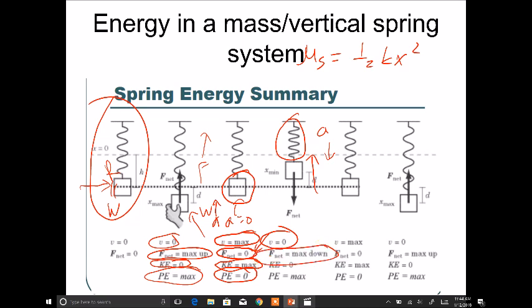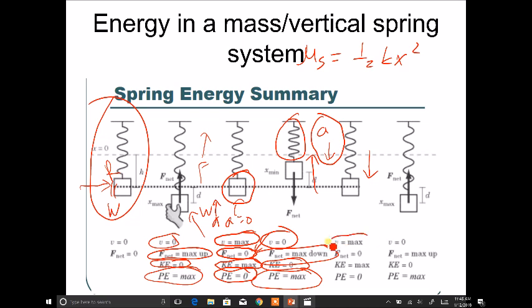The net force is acting down, back toward equilibrium. It's stopped, so the kinetic energy is 0, and it has maximum elastic potential energy. At that instant in time, its acceleration is also going to be at a maximum back toward the equilibrium position. So it's going to start to move back this way.